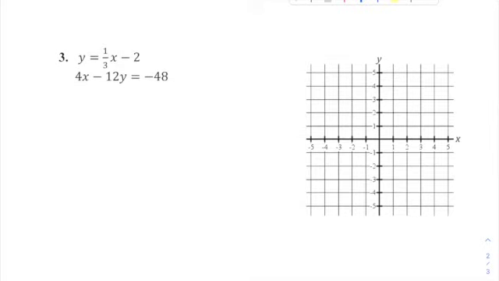Another two lines. First one already in slope-intercept form. Y-intercept of negative 2, slope of positive 1/3. So up 1 to the right 3, up 1 to the right 3. It'd be right off the graph there. Or down 1 and to the left 3.